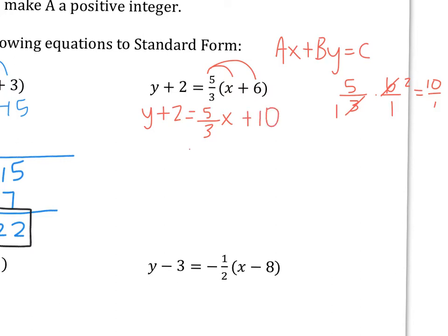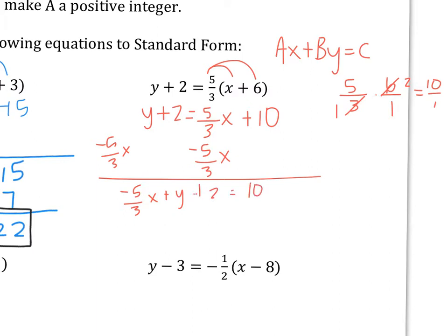Now I'm going to move the 5/3 x to the other side, so I'll subtract it and get negative 5/3 x plus y plus 2 equals 10, and I'll subtract 2 and get negative 5/3 x plus y equals, or excuse me, 8, not negative 20, plus 8 actually it will be. There we go. And now this is almost in standard form, but if you notice this first term here, it's negative.